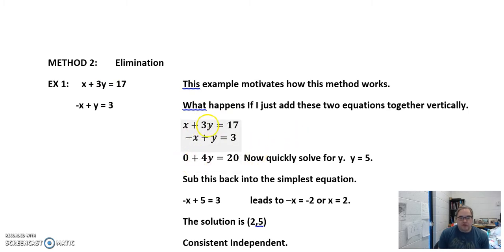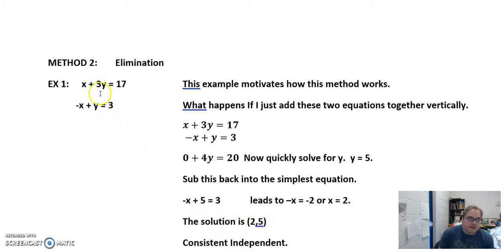Well, they're gone. 3y and 1y is 4y. 17 and 3 is 20. And when you solve for y now, you quickly get y is equal to 5. Go back to one of the other equations, this one probably, plug in that 5, solve it, you'll get x is 2. So the solution is (2, 5), it's consistent independent.